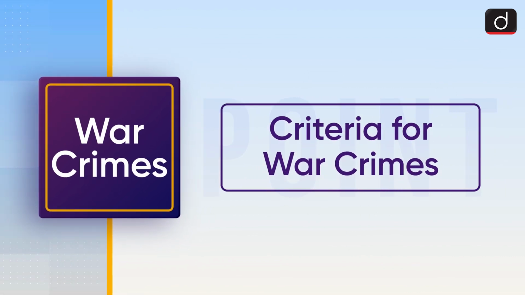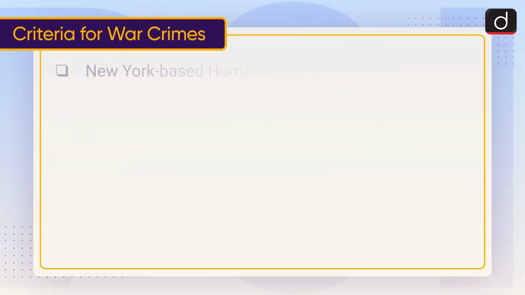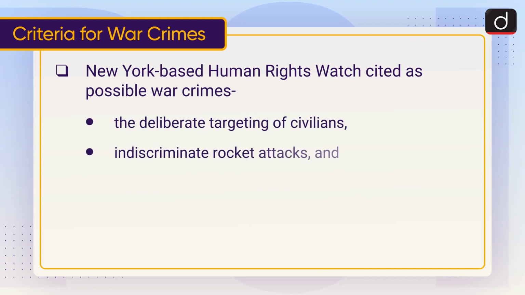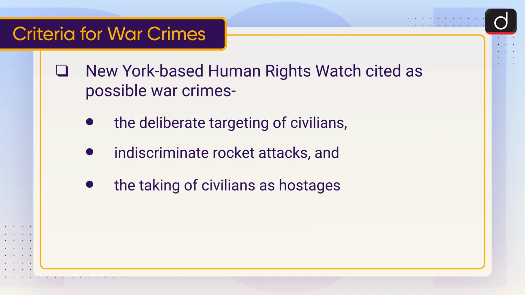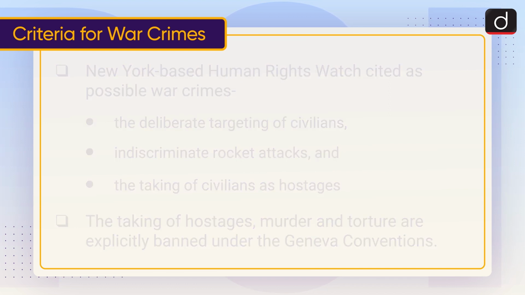Now moving on to criteria for war crimes. New York-based Human Rights Watch cited as possible war crimes the deliberate targeting of civilians, indiscriminate rocket attacks, and the taking of civilians as hostages. The taking of hostages, murder and torture are explicitly banned under the Geneva Conventions.